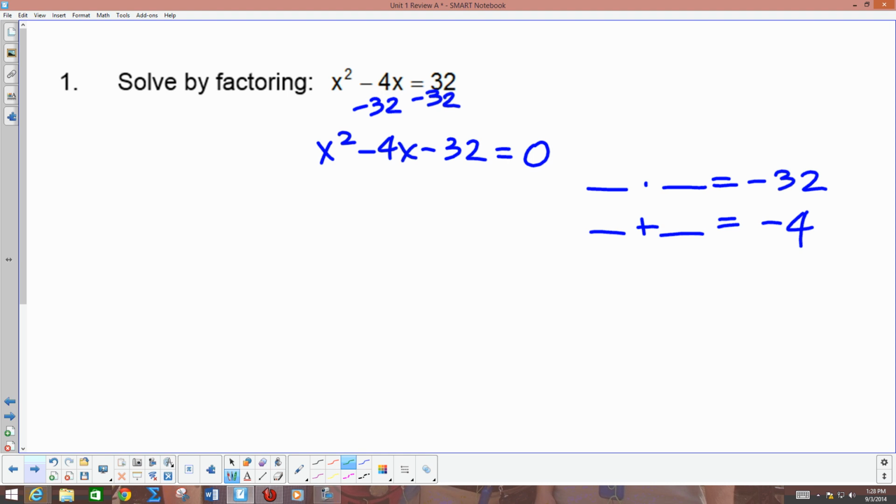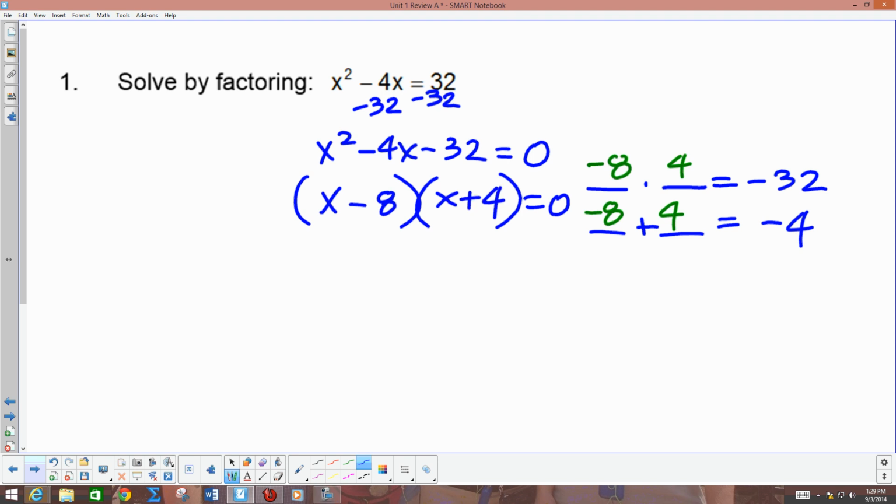And I know that those factors are going to be a negative 8 and a 4. So they multiply to give me a negative 32 and add up to give me a negative 4. So I can set that up right away by x minus 8 and x plus 4. So those are the factors that I have for that. And then I set up my little equations. X minus 8 is equal to 0, x plus 4 is equal to 0, and then I proceed to solve them.